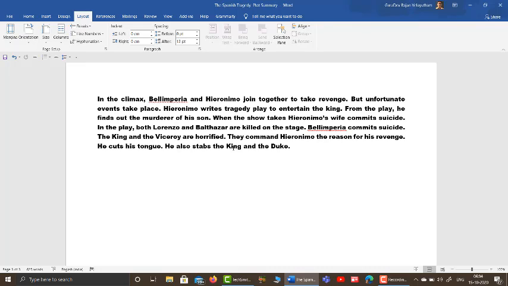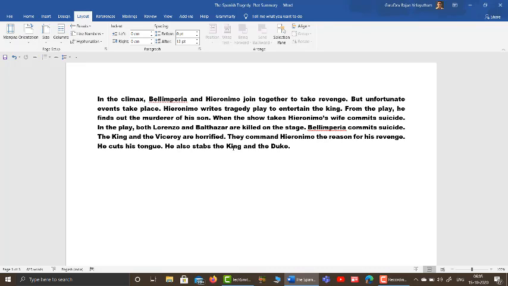That we can see in the story, how they are murdered. After which Hieronimo's wife commits suicide. And next, Lorenzo and Balthazar are killed on the stage, and Hieronimo kills himself. He cuts his own tongue after killing the king and the duke. So when the play comes to an end, there are almost 10 dead bodies on the stage. So the play comes to an end with 10 murders, seeking the revenge of Don Andrea.